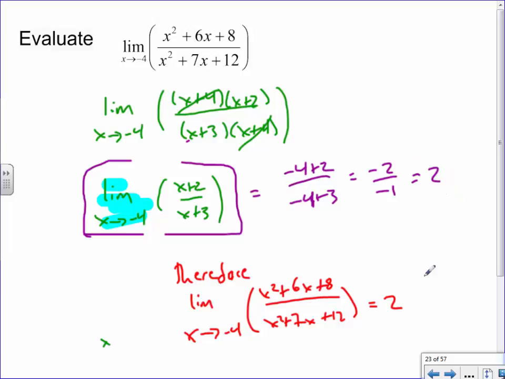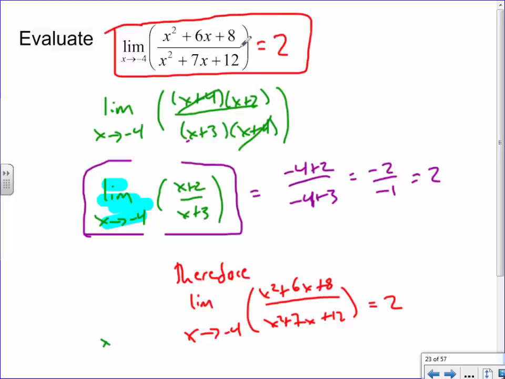I found my answer, and then I did a quick summary by saying, okay, well, all of this that I started with, this equals 2. Now, I don't want you to just write this as your answer in your work. If you just do this and you don't show me all this work here, I will not be able to give you credit.